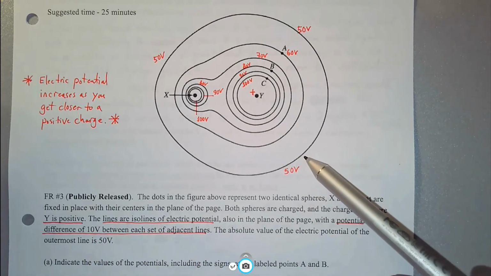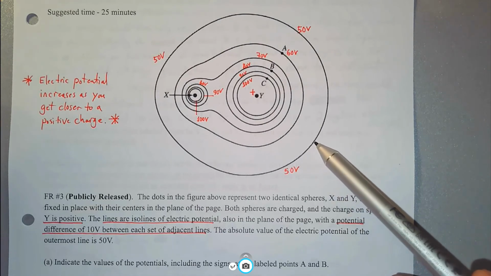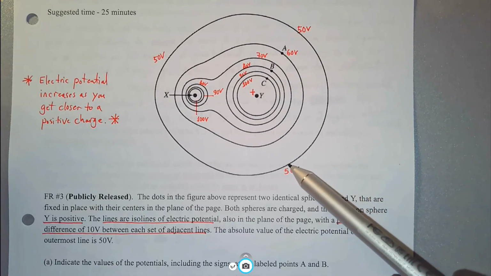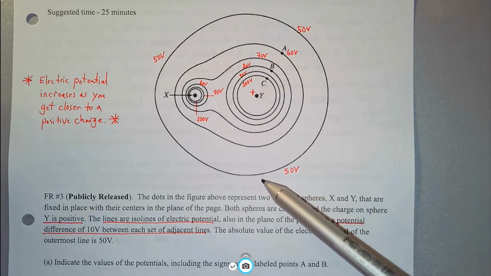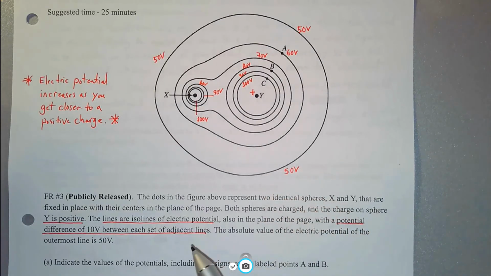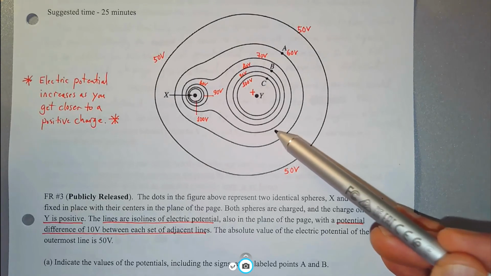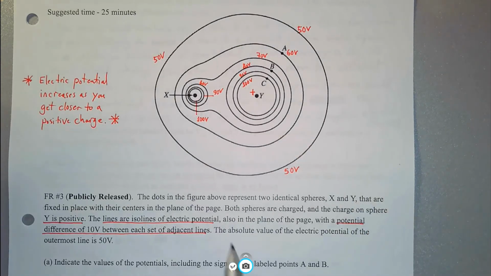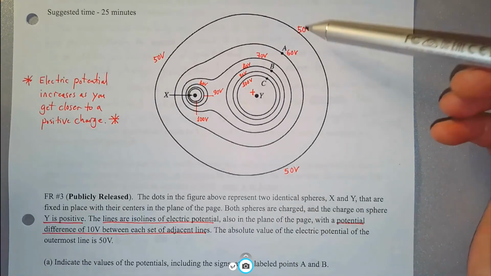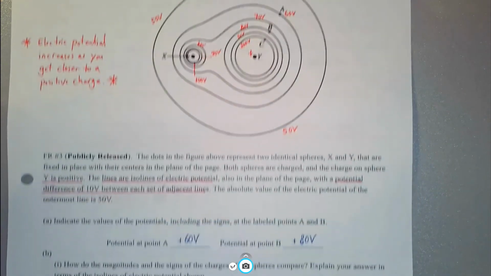Remember, an isoline of electric potential is a region in space, which is represented by a line, that's all at the same electric potential, also called equal potential lines, also in the plane of the page, with a potential difference of 10 volts between each set of adjacent lines. So from this line to this line is a 10 volt difference, from this line to this line is a 10 volt difference, and so on. It says the absolute value of the electric potential of the outermost line is 50 volts. So I've just labeled 50 volts on the outside line there.